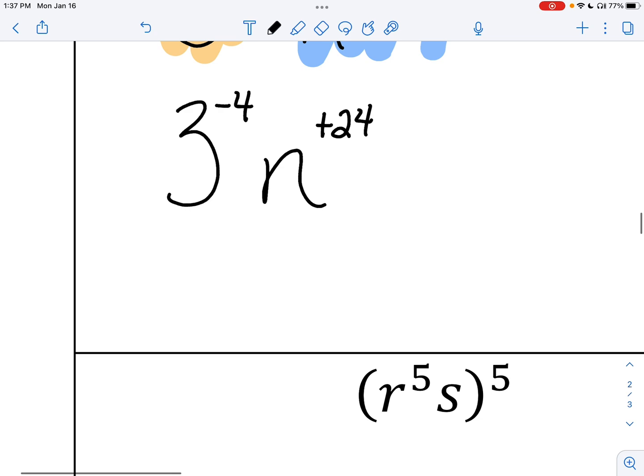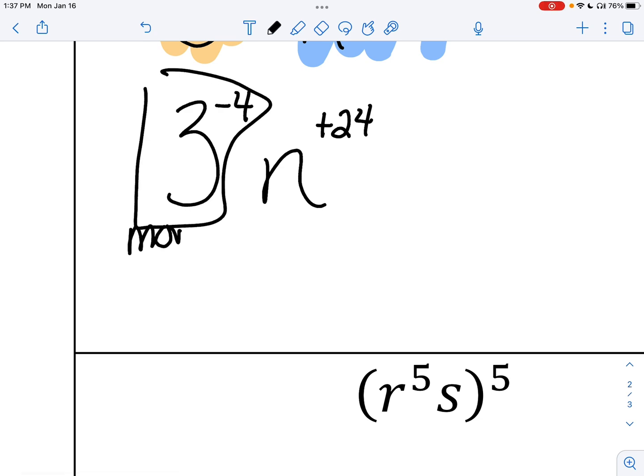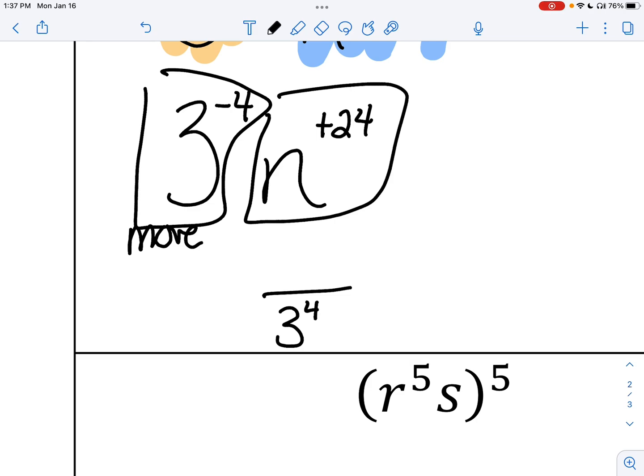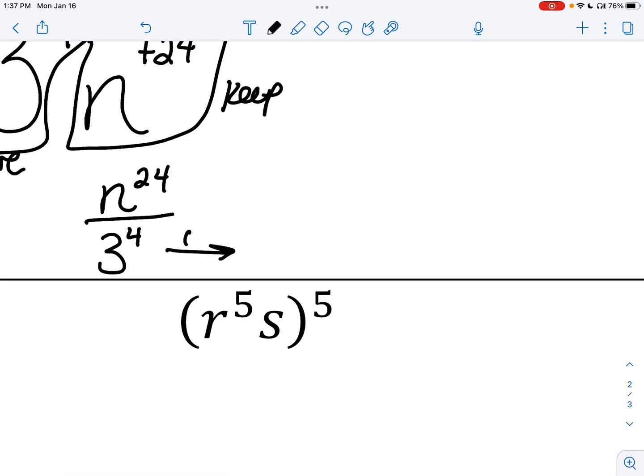And, ooh, I need to remember to take care of this. Remember how we used to write the word move? So I'm going to move it to the bottom, keep this on the top because it was positive, and then I'm going to type this one in my calculator because it's a number, it's not a variable. So n to the 24 stays put.